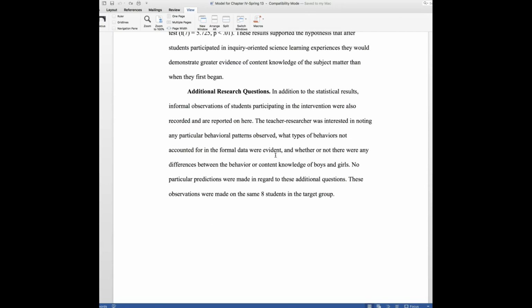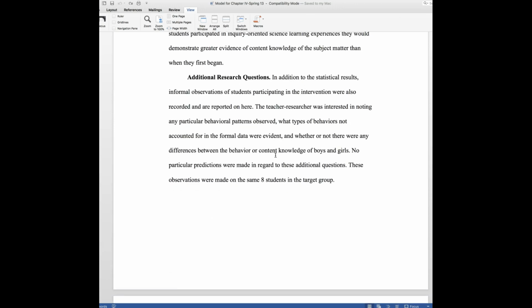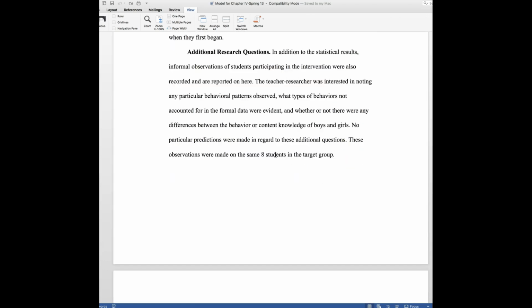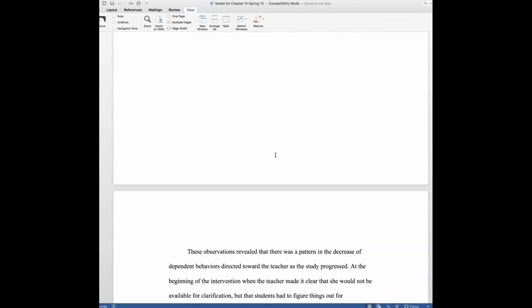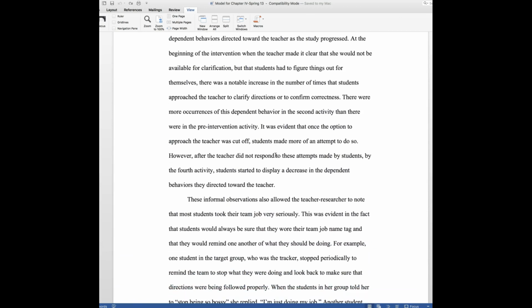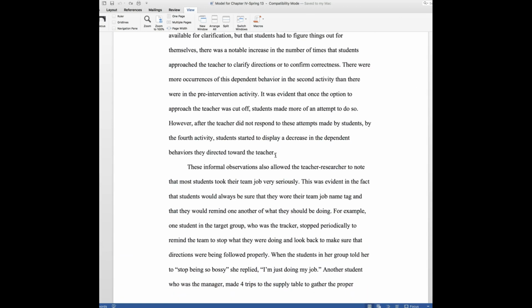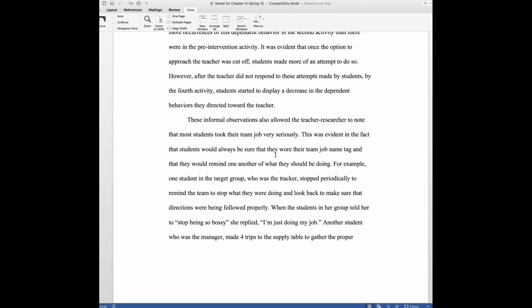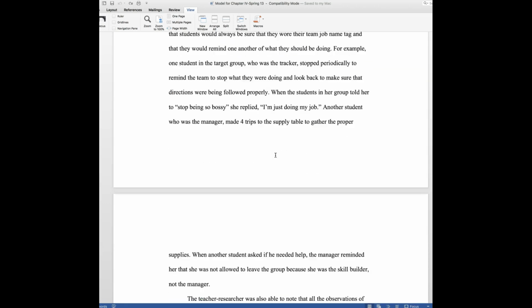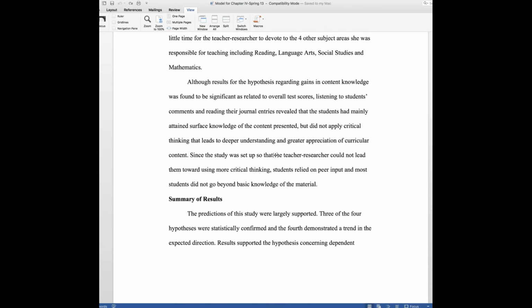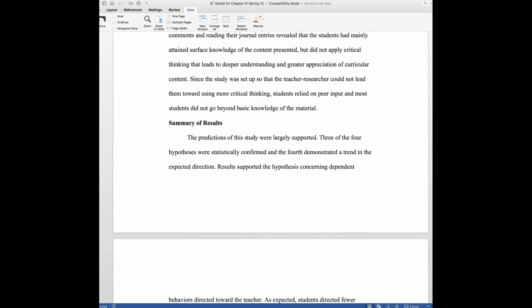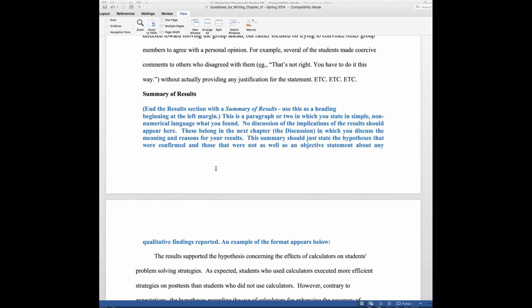And see, this is why I don't know if I like the table where it is, because we start additional research questions and then have table 4. So either way is fine. So this is where you see the informal observations, and some of you will have more than others, but if there's anything you want to add that you're going to be discussing in Chapter 5, this is the place to add it. And then the final section is a summary of results, which is not going to be long.